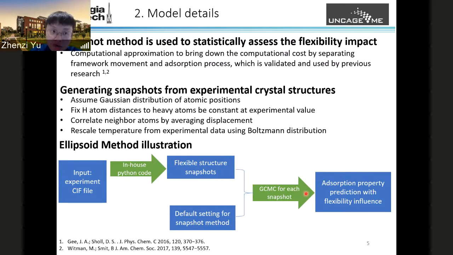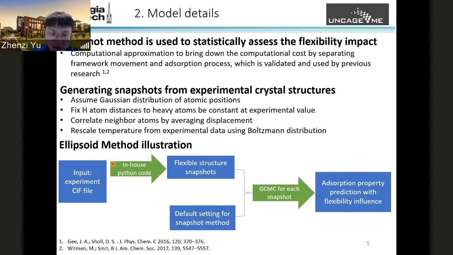The core of the snapshot method is to generate snapshots. Previously, these snapshots were generated by doing MD, but now we're arguing that we can actually generate snapshots from the experimental crystal structure by using the parameters I just mentioned in the last slides. The technical detail is that we assume a Gaussian distribution of atom positions. We fix the hydrogen atom distance to heavy atoms to be constant at experimental volume, and we correlate neighbor atoms by average displacement. And we rescale temperature from experimental data using the Boltzmann distribution.